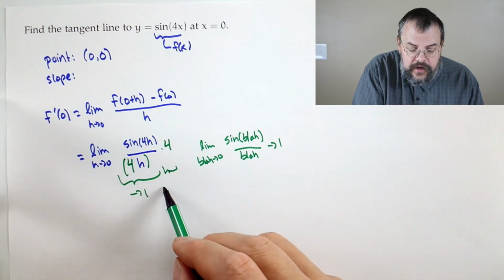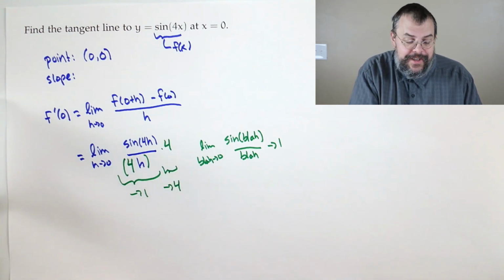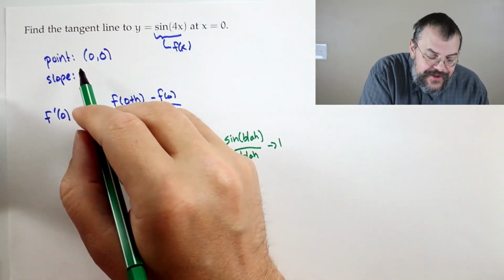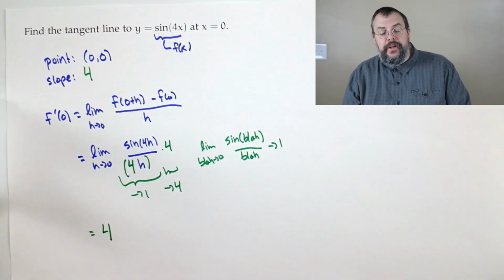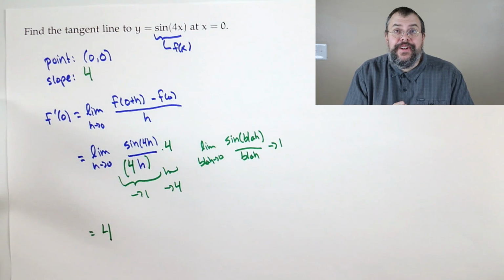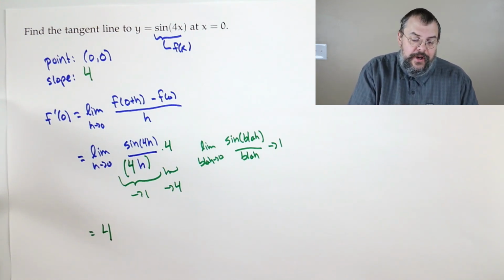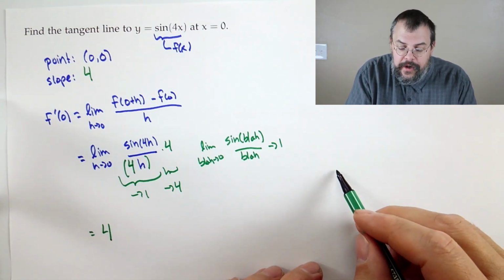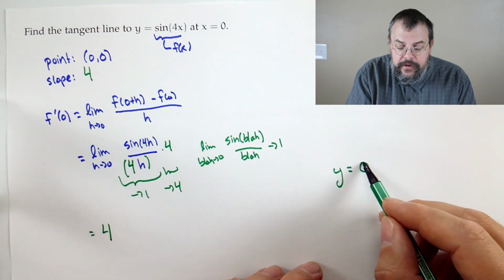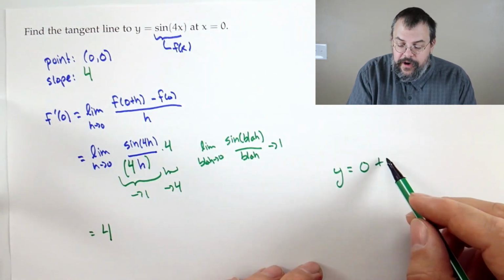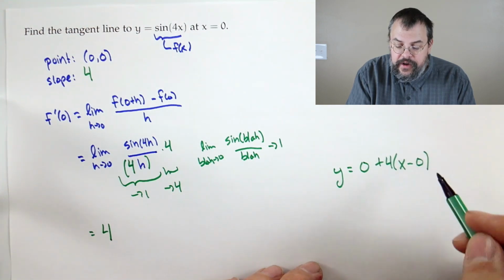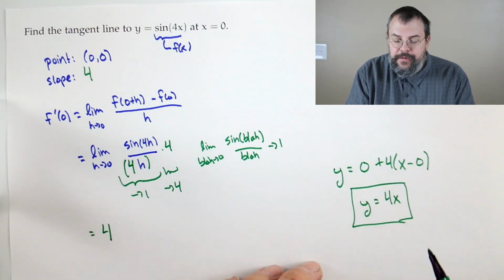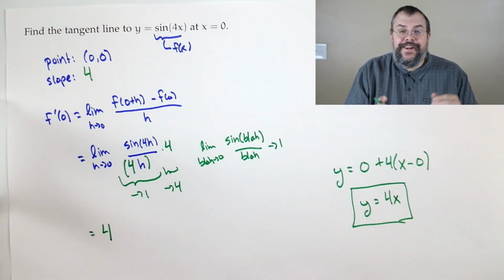And of course, the 4 is going to go to 4. It's actually already at 4. So we get 4. Aha! That's our slope. Good. Progress. Now, what comes next? Well, we have our point, we have our slope, and therefore we can say our line. y equals our y value, 0, plus 4 times x minus our x value, 0. Well, I think this is a reasonable time to say, I can simplify that. y equals 4x. And that's our line.